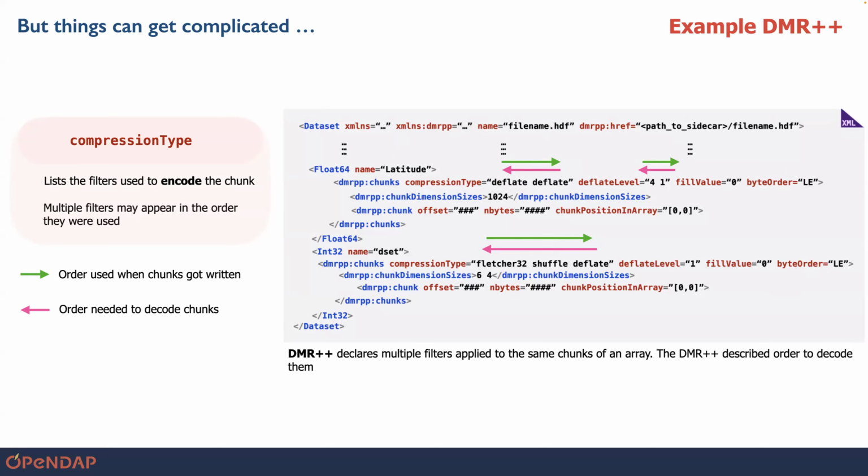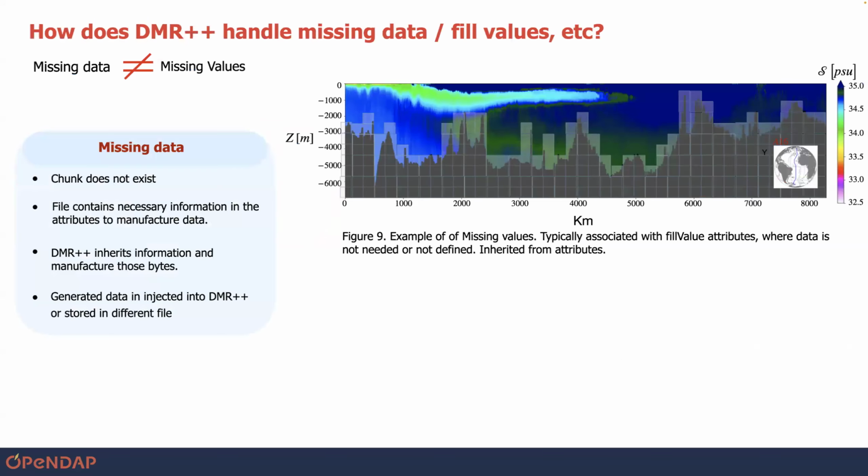In the second example, you see that 3 filters were used, Fletcher 32, shuffle, and deflate. And so that's the order in which they were used when the chunk was written. So when you decode these chunks, you have to reverse that order. You apply inflate first, then unshuffle, and then you compute the Fletcher 32 and see if it works. Okay, so the order matters, and sometimes the same filter is applied more than once. Both things were initially surprising to me, but there you go.